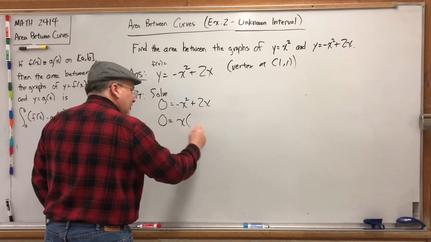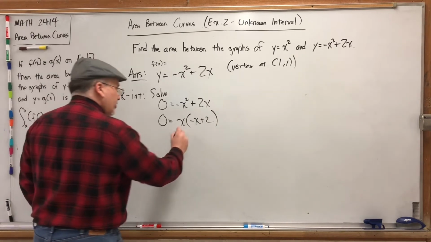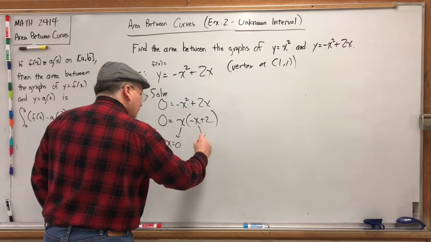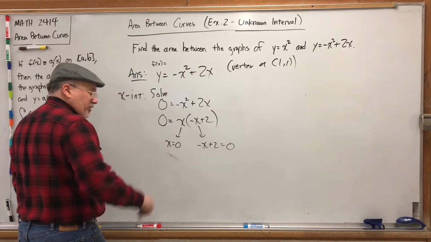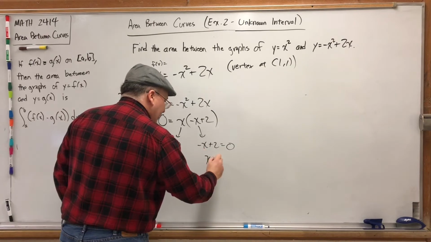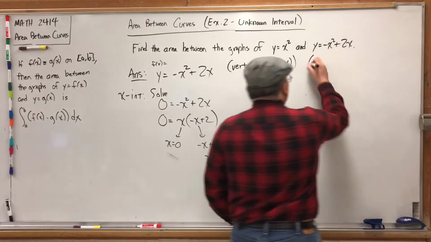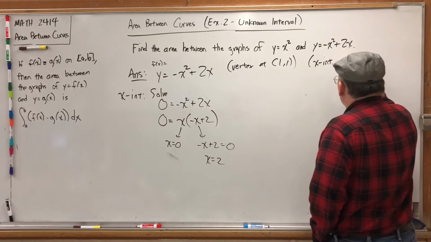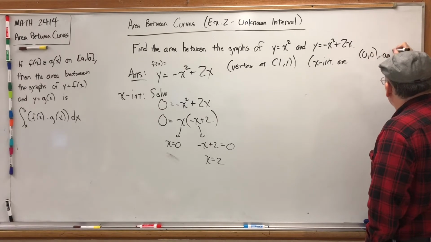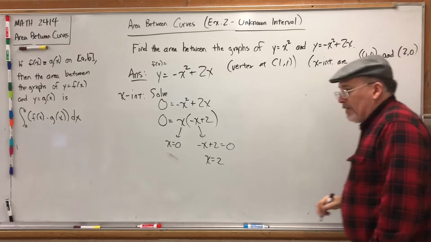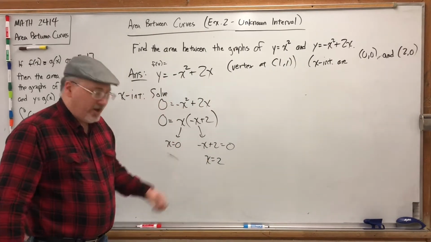If we factor out an x, we get negative x plus 2. And anytime you have a product equal to 0, you can just set each factor equal to 0. And get x equal, well, this already says x equals 0, so there's nothing to do there. And if we add x to the other side, we get x equals 2. So now I know where the x-intercepts are. The x-intercepts are at 0, 0 and 2, 0. Remember, they're an x-intercept, they're on the x-axis, which means their y-coordinates are 0. These are just the x-coordinates.